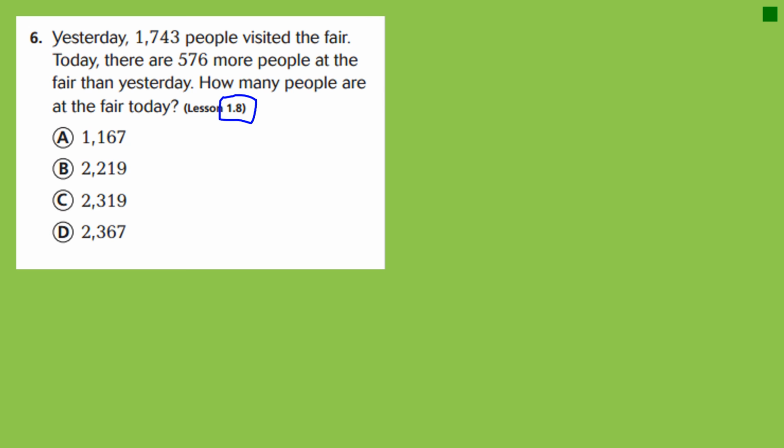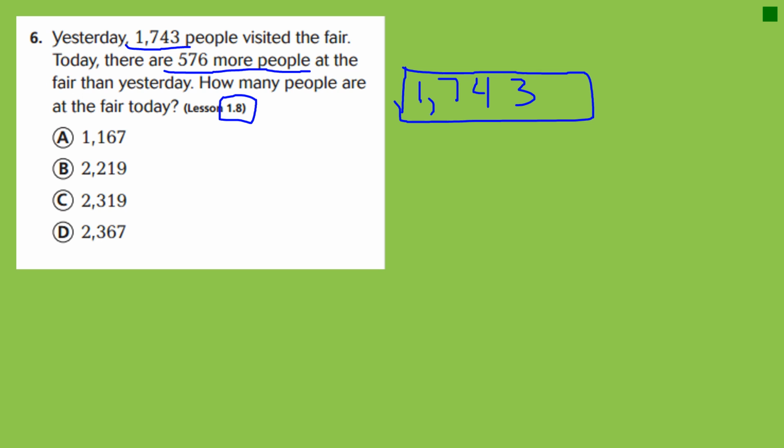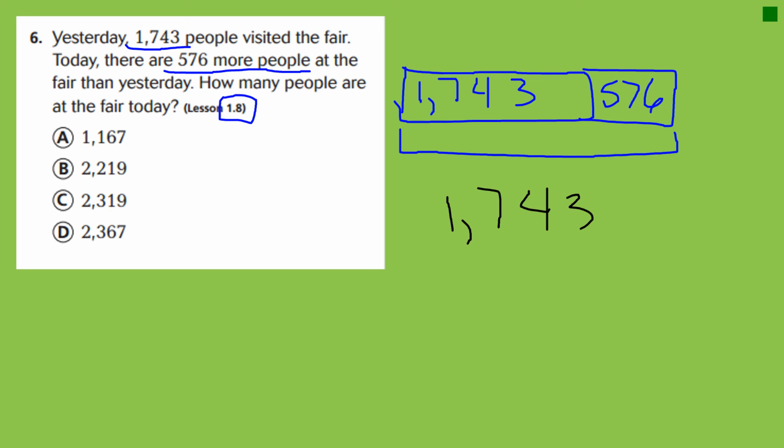Okay, so yesterday, 1,743 people visited. Today, there are 576 more people. If I drew a bar diagram of this, I'd have 1,743. Okay, but today there are more people, 576 more people. So how many is that? Yep, you know what to do. We're just putting these two together.